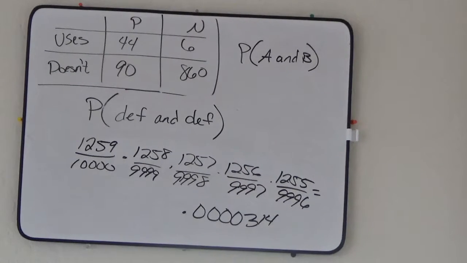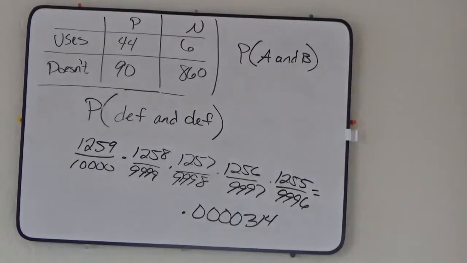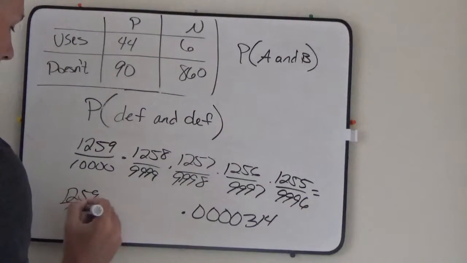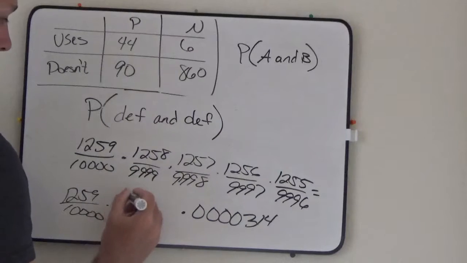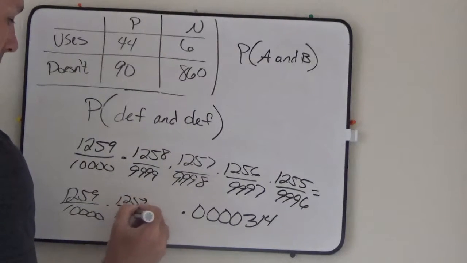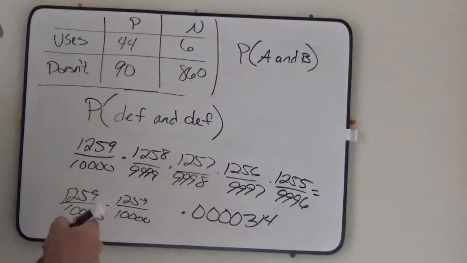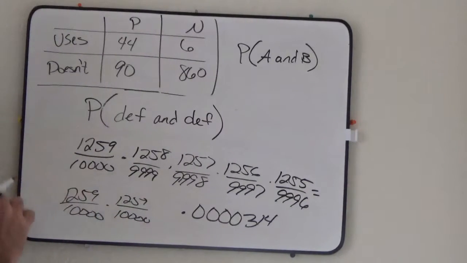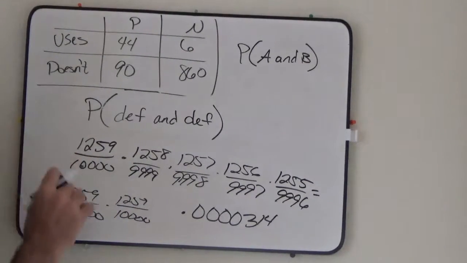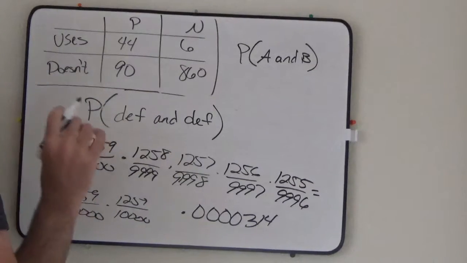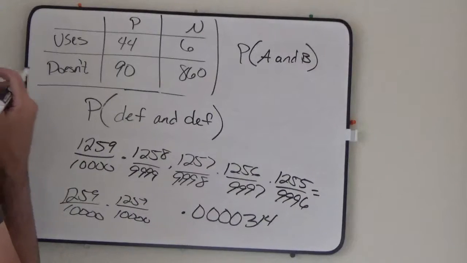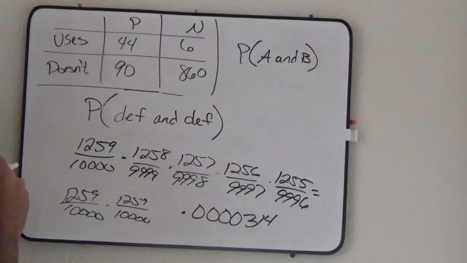We would have 1259 over 10,000. The next one would be 1259 over 10,000, and the next one would be 1259 over 10,000. We can treat it the same as an independent event because the probability is so small, such a small 5 of them compared to 10,000 total population.